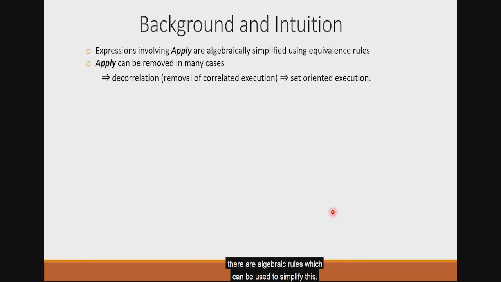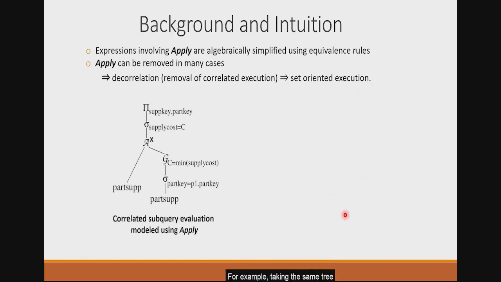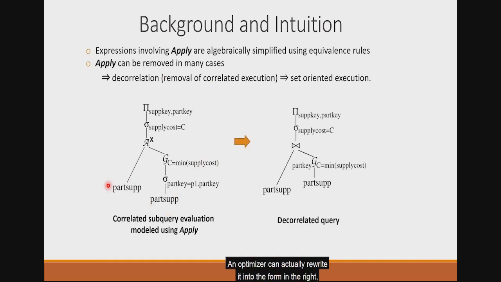used to simplify this, and you can in fact remove the apply operator and introduce standard relational operators in its place. So, for example, taking the same tree that I showed in the previous slide, this is basically correlated execution modeled using the apply operator, and an optimizer can actually rewrite it into the form on the right, which is basically transformed into a set-oriented join operation here, which doesn't have to execute in an iterative manner anymore. This is a standard known optimization for nested subqueries.